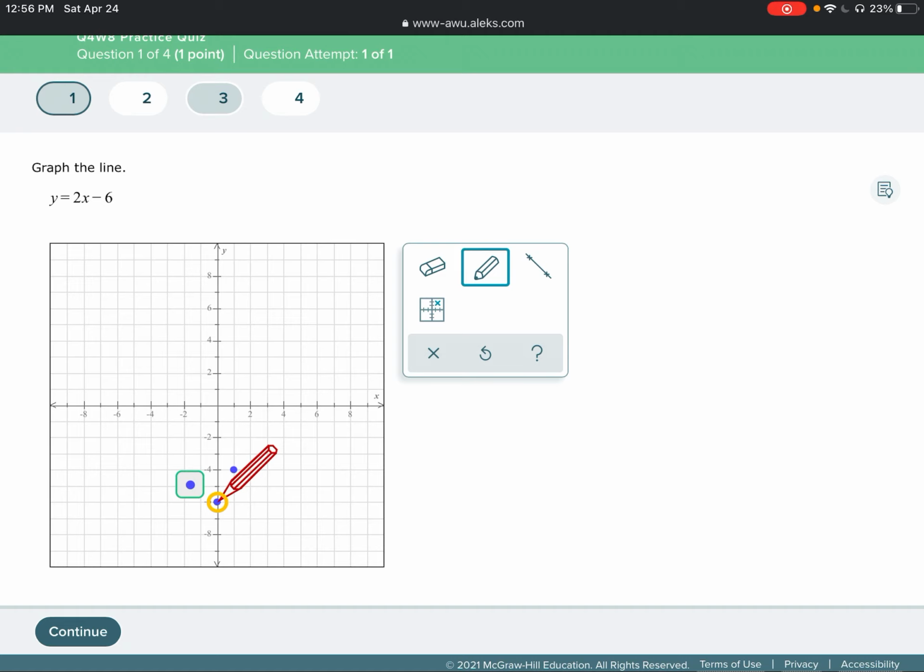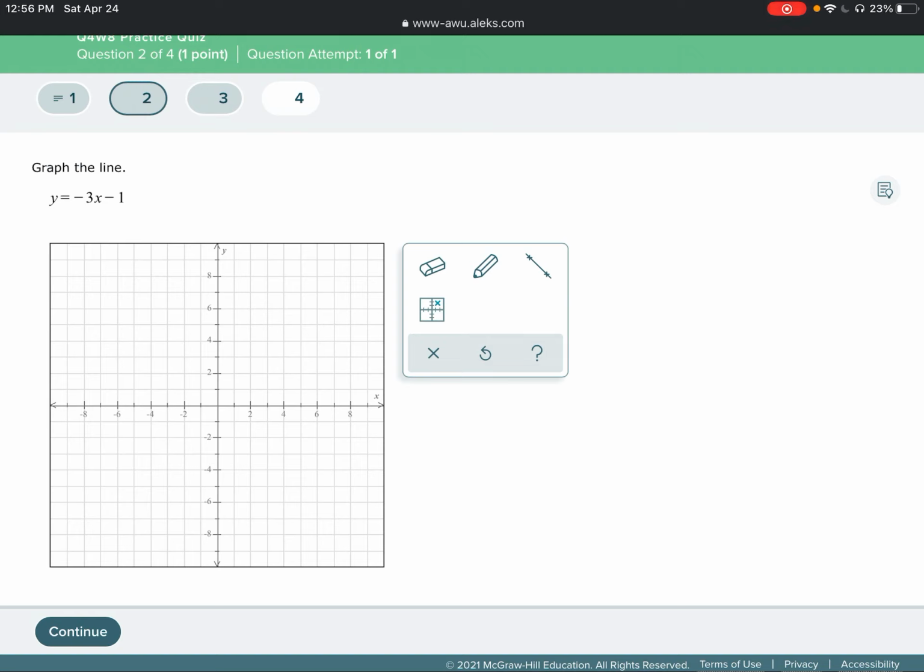Now let's say it was negative 1, I would have gone down 1 and then over 1. You're not going to go down and then left, because your slope would then be a positive number. That's a whole other conversation. Anyway, that's what you need to know. You plot your 2 points. That's it. I'm going to show you another example.